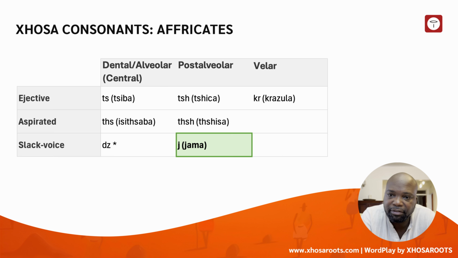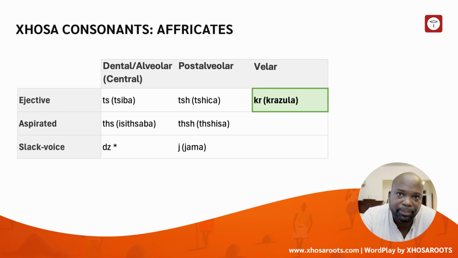And lastly, the velaric or the velar affricate, we have ka, an example being kazula, which means to tear something. Ukukazula is to tear, kazula is tear, as an instruction to a single person. An instruction to a plural, for example, would be kazulani, which means you are instructing multiple people to tear something.